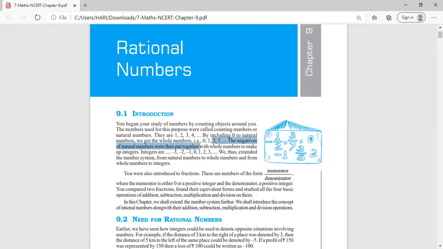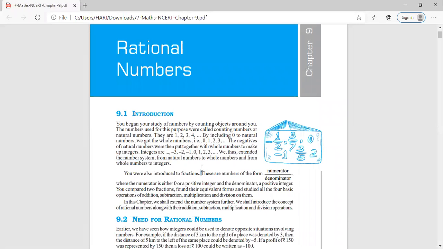Now, if we include the negative of the natural numbers to the whole numbers, then we get the integers. That means integers include positive natural numbers, negative natural numbers, and also 0. Positive integers, negative integers, and 0 together are called the integers. Integers like -2, -3, 0, 1, 2, 3, etc. These are all called integers.